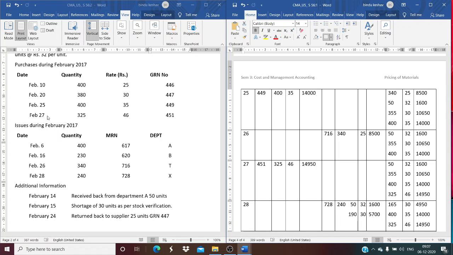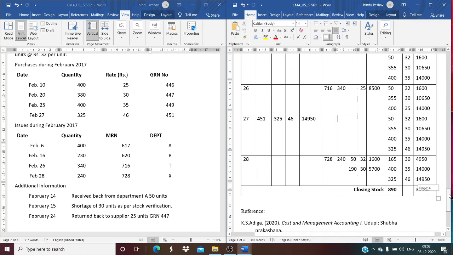Now on February 27th, when you see, we have received 325 units at rupees 46. So 27th, the GR number is 451, 325 units at rupees 46, 14,950 is received. So in quantity 325, rate 46 and the amount is 14,950. So the balance will be 50 units at rupees 32, 355 units at rupees 30, 400 units at rupees 35 and the recent purchase 325 units at rupees 46.